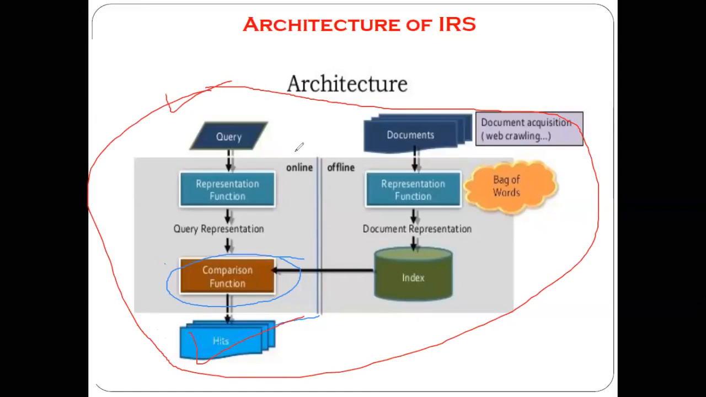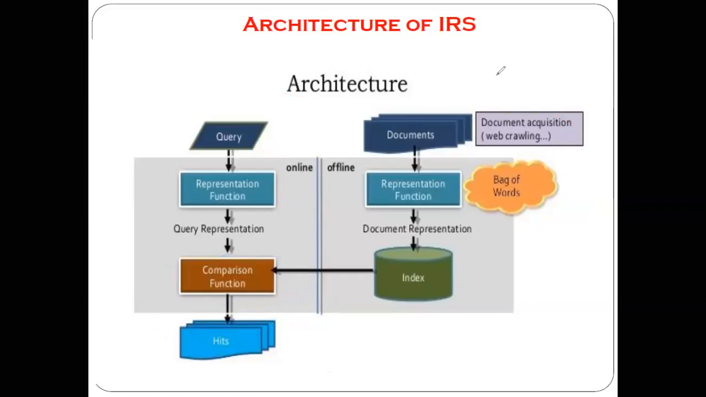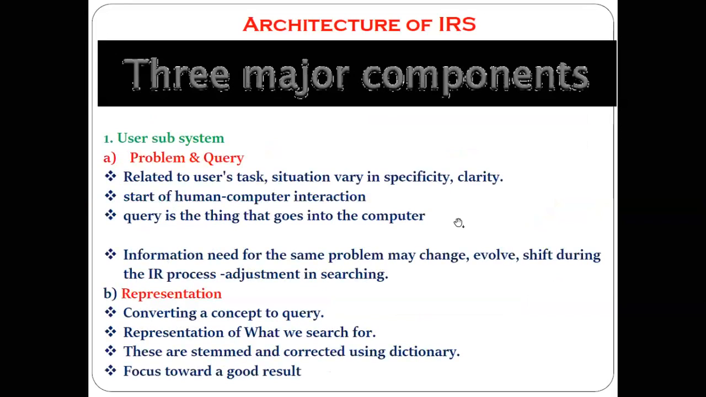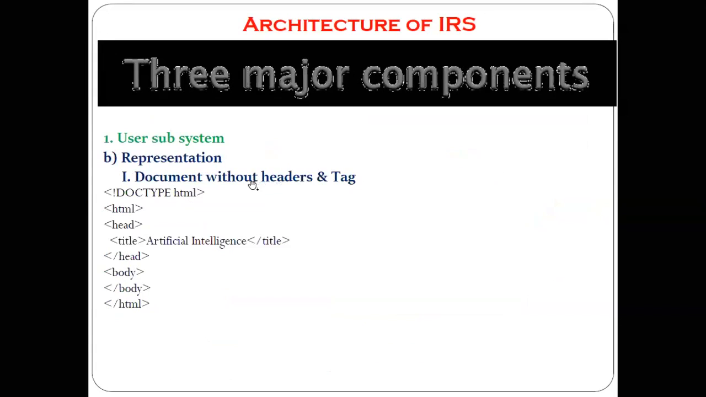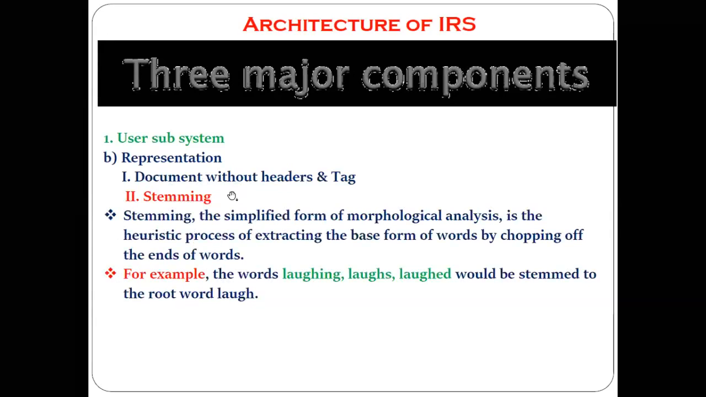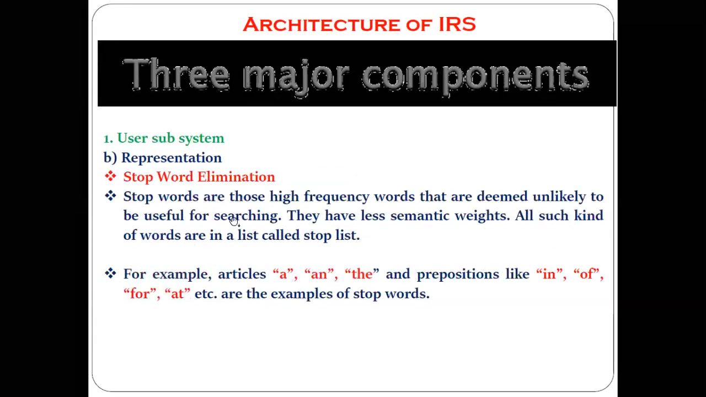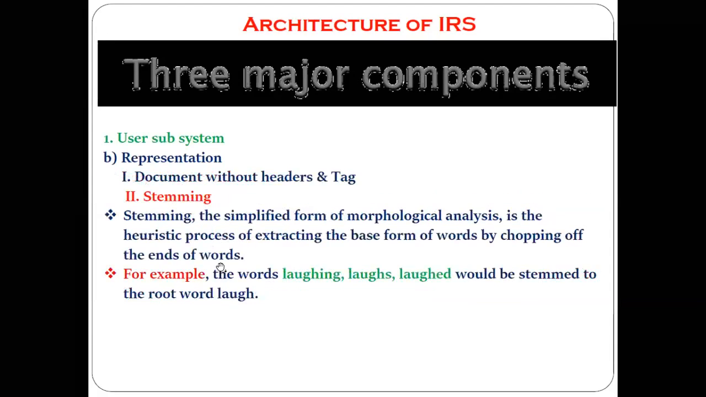So a 10 marks question related to the information retrieval system is asked a number of times. Instead of directly asking, the question may also be asked on some subtopic of the whole topic we have discussed. For example, explain the representation component of the user subsystem in the information retrieval system. At that time you have to explain that part with the help of examples. See how the representation happens in the user subsystem, like representing the document without headers and tags, then stemming, stopword elimination.